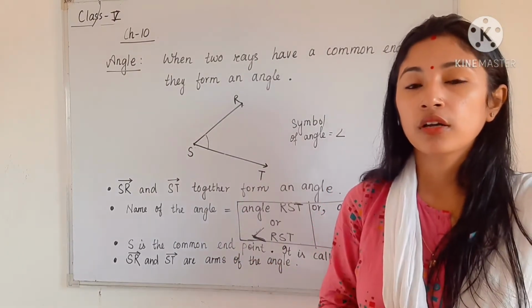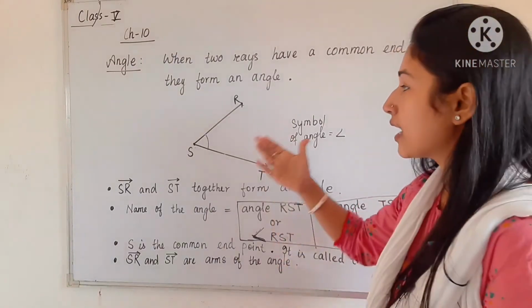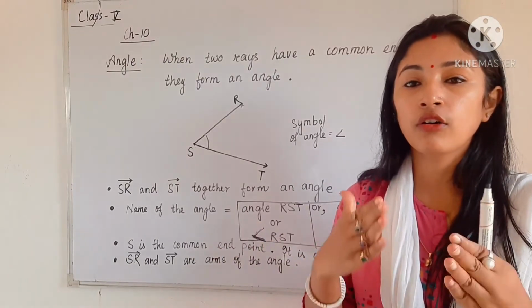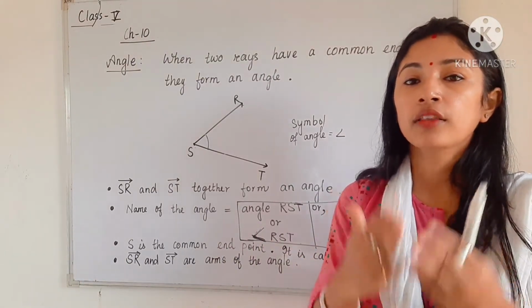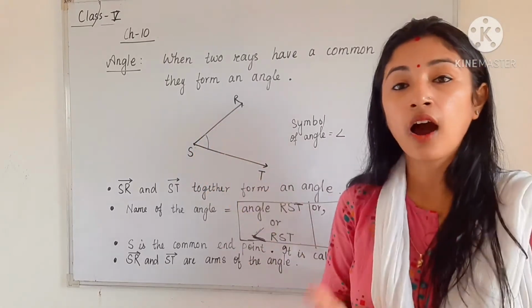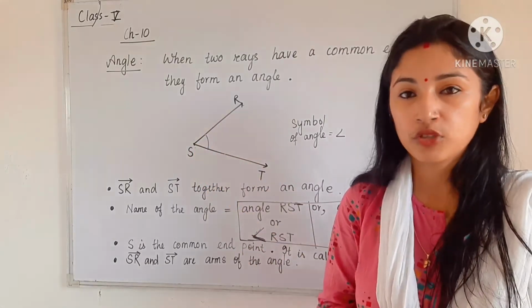Before, we studied SR and ST as rays, but when they are joining, or sharing a common point, then we say that SR and ST are the arms of the angle. Okay, they are arms of an angle.